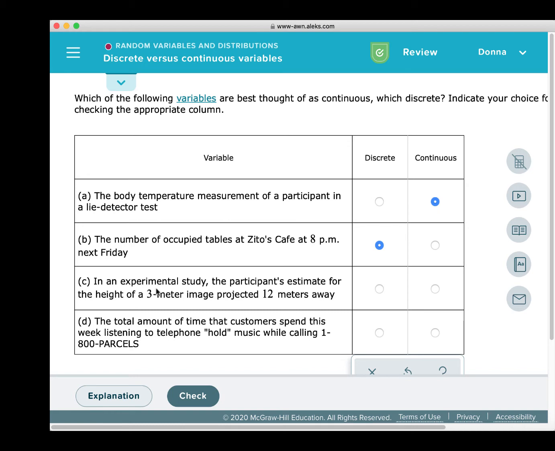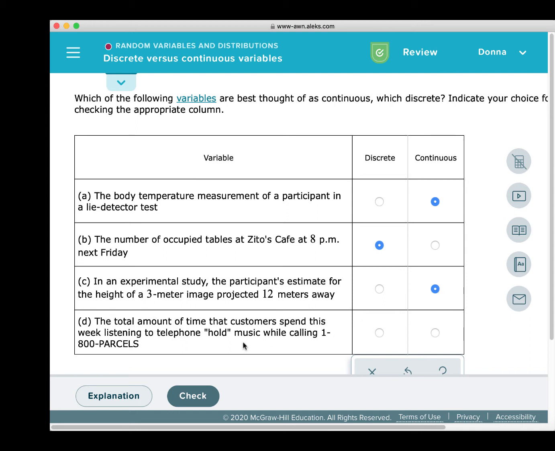In an experimental study, the participants estimate the height of a 3-meter projected 12 meters away. So they're trying to estimate the height of something when it's 12 meters away. And so in this one here, it would be continuous because the range of values could go from, they could estimate it to be 4 meters or 5 meters or 2 meters or 1 meter.